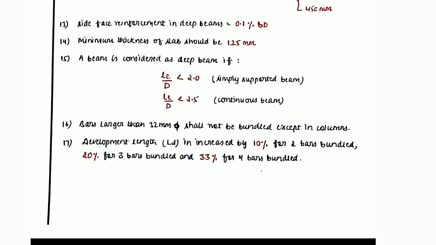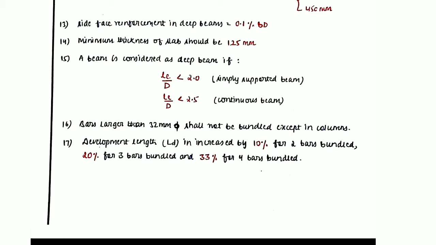The condition says that bars larger than 32 mm diameter shall not be bundled except in columns. Only in case of columns you can bundle the bars that are greater than 32 millimeter. Like if a bar has a diameter of 36 millimeter, then that bar can only be bundled in case of columns arrangement. In slabs you barely use 36 millimeter bars, but in case of beams we can use them, but if we use them then we cannot bundle that particular bar.